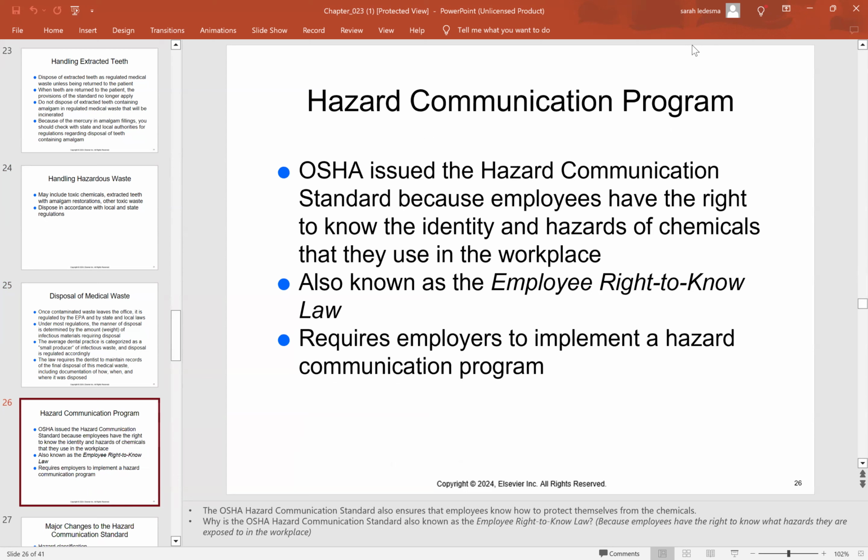OSHA issued the hazard communication standard because employees have the right to know the identity of hazards of chemicals that they're using in the workplace. This is also known as the employee right to know law, and this requires employers to implement a hazard communication program.